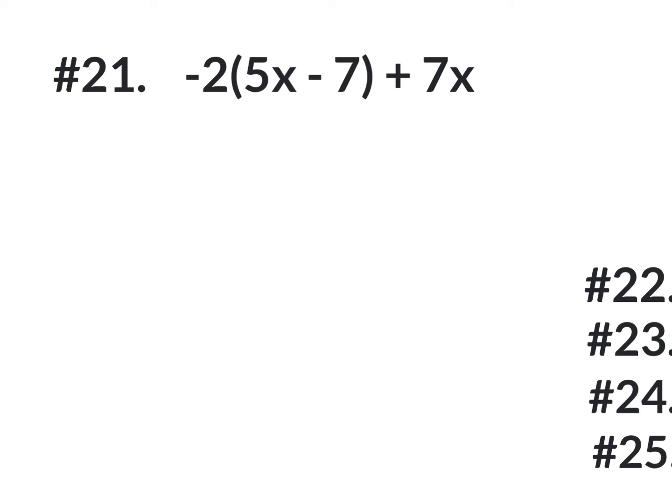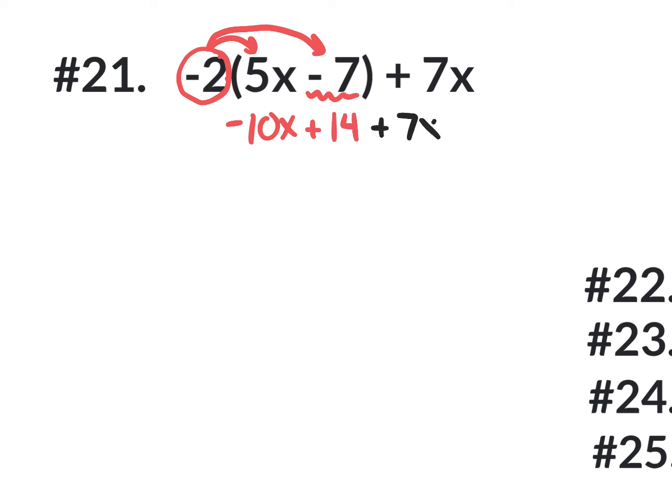So right here we do have multiplication. Negative 2 times 5x, that's negative 10 of those x's. Negative 2 times negative 7, that is a positive 14. And then I bring down the extra positive 7x over here at the end. Now that I've distributed, now I ask myself, are there any terms that I could combine? And the answer is yes.